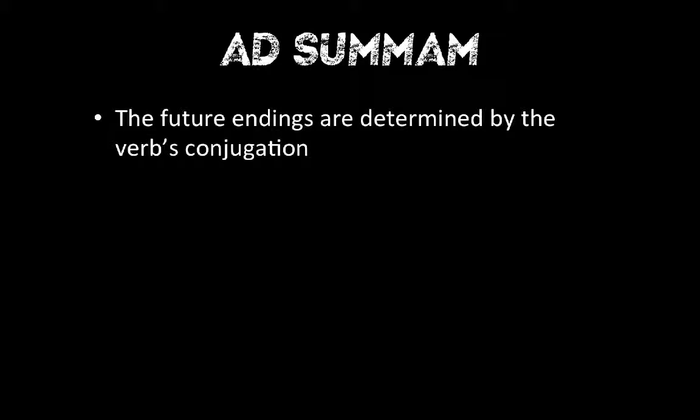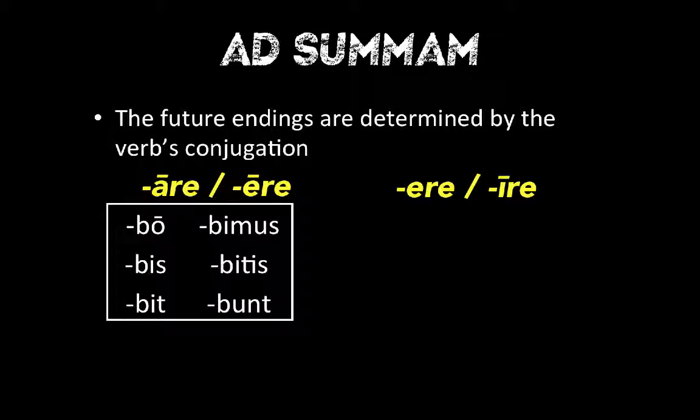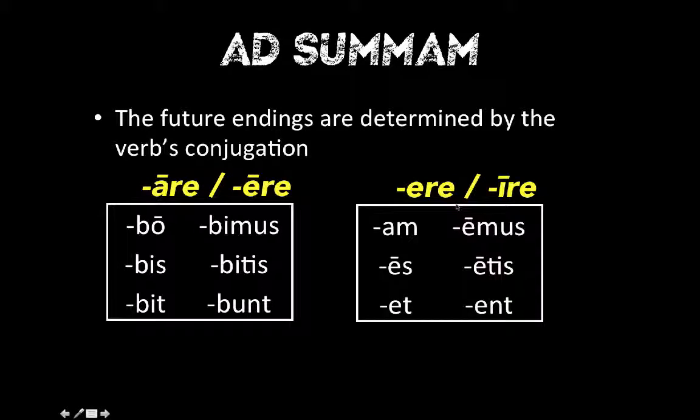So in the end, guys, the future endings are going to be determined by the verb's conjugation. If it is a first or a second conjugation verb, we'll use the normal bo, bis, bit. However, if it's a third or a fourth conjugation, we're going to use these new endings am, es, et. And the best way for us to do that is to make sure we know what conjugation a verb belongs to.